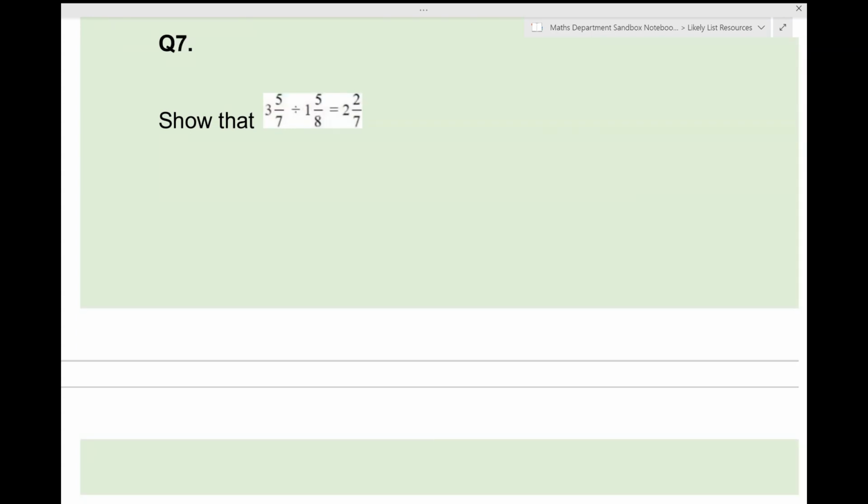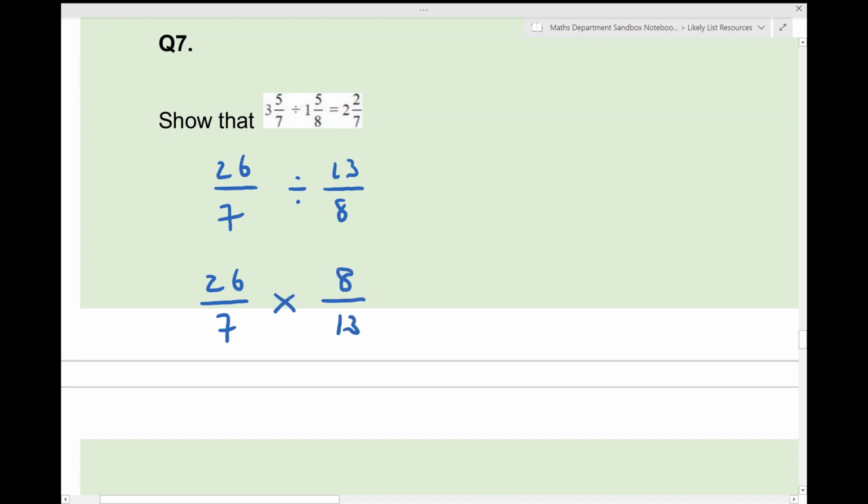Question 7, it's a division again. They obviously think divisions are worth testing more than the other operations. So I'm going to turn 3 and 5/7 into an improper fraction. 3 sevens are 21, plus the 5 is 26 over 7. Divided by 1 times 8 is 8, plus 5 is 13 over 8. Keep, change, flip.